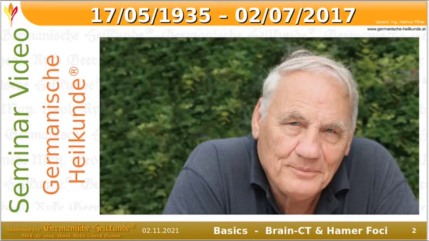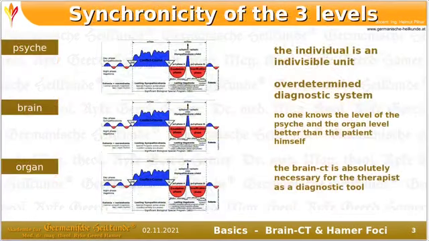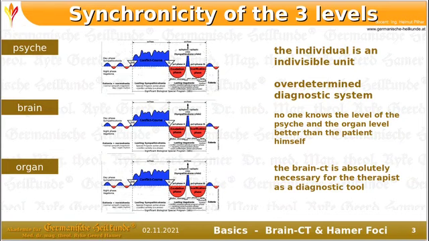With this, Dr. Hummer has made himself immortal. Future generations will be grateful to Dr. Hummer for his discoveries, if we don't let this knowledge be taken away from us. And this has been attempted since the discovery in 1981. The question is whether we will let this happen again, as it has happened many times in the past with other significant discoveries? The topic of this seminar video tutorial is the brain CT and the Hummer focus.